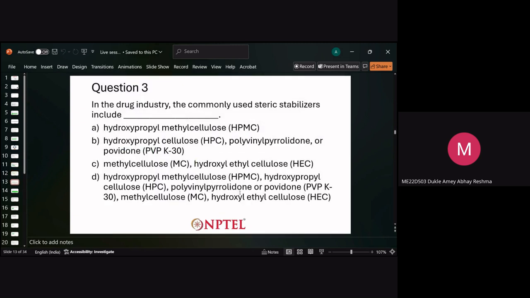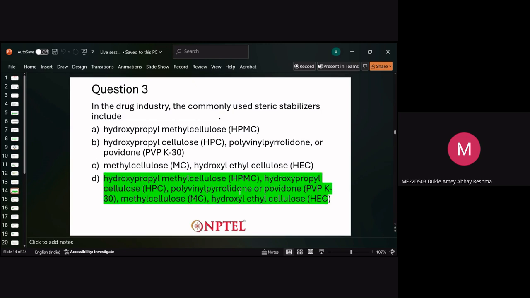Question number three: in the drug industry, the commonly used steric stabilizers include hydroxypropyl methyl cellulose, hydroxypropyl cellulose, polyvinylpyrrolidone or povidone, methyl cellulose, hydroxyethyl cellulose, that is HPMC, HPC, PVP, methyl cellulose, MC, and so on. So the answer is basically all of the above.